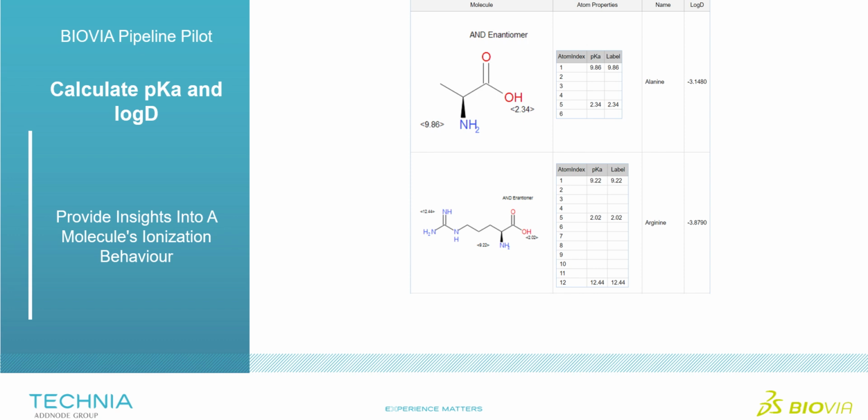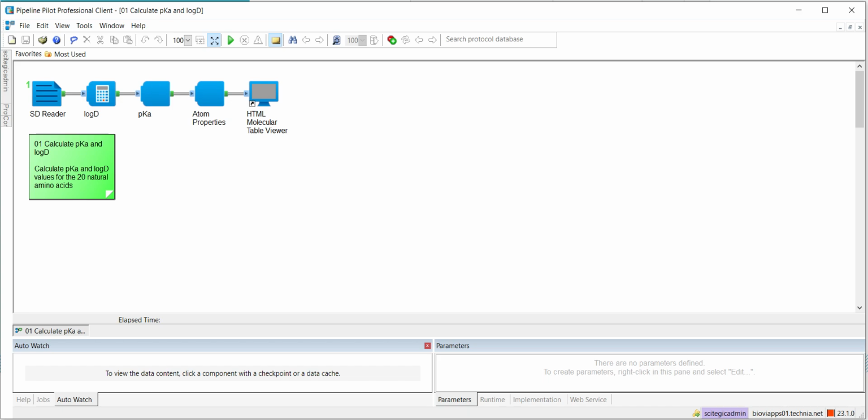Why are pKa and logD values important? Well, they provide insights into a molecule's ionization behavior and its partitioning between water and an organic solvent, respectively. Today, we'll use BIOVIA Pipeline Pilot to calculate these properties for 20 natural amino acids.